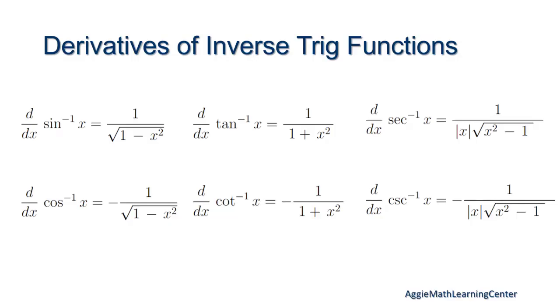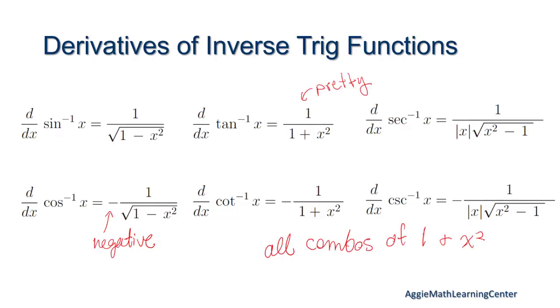Great. And then the tangent. This is the most workable of the arc trig functions, and that's how I remember it. It's just 1 over 1 plus x squared. But you'll see they're all a combination of 1 and x squared. So I think that will help you.